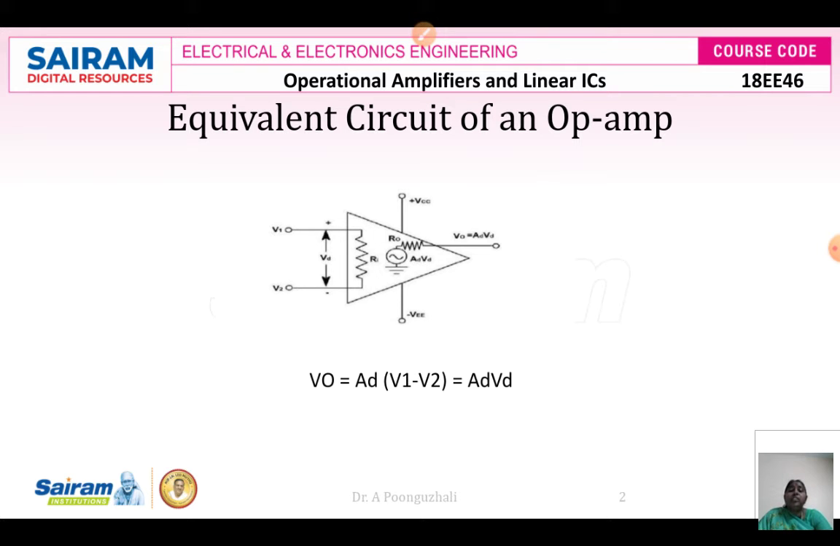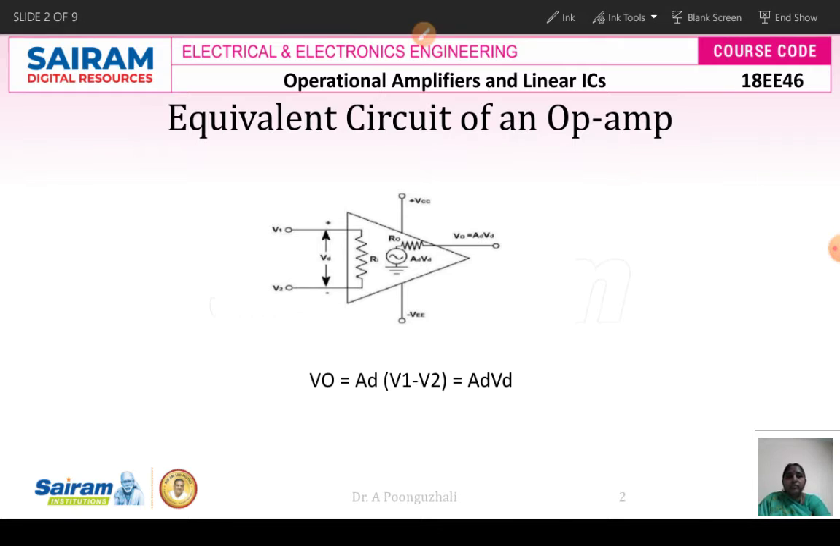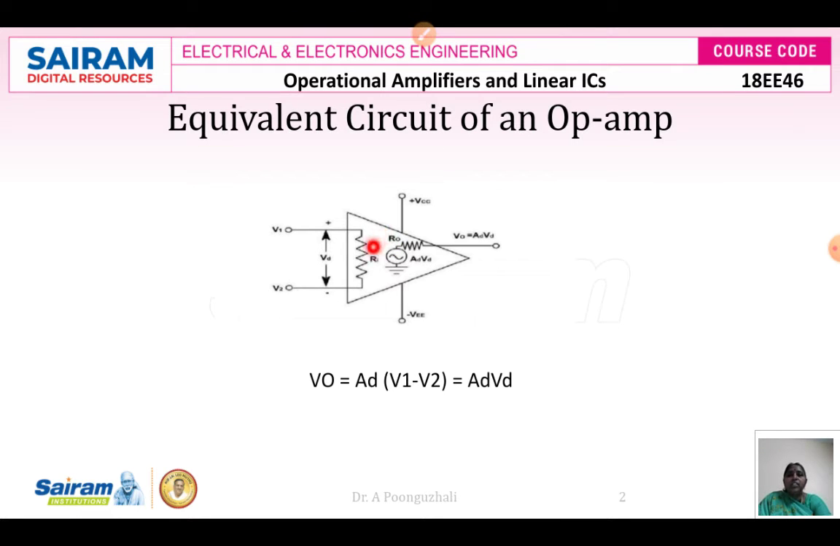In the equivalent circuit of your op-amp, internally you are going to have an input resistance Ri. You can see that your input resistance Ri is going to be between the two terminals V1 and V2, where V1 is the non-inverting terminal and V2 is the inverting input terminal. And the differential voltage that exists between these two terminals is your Vd voltage.